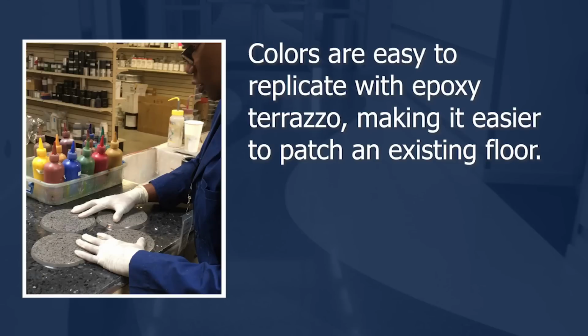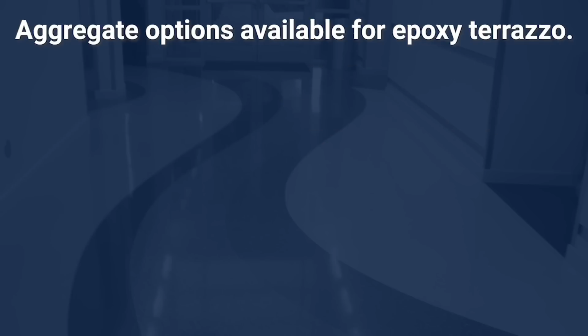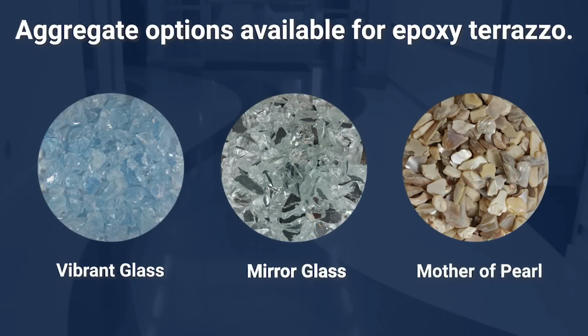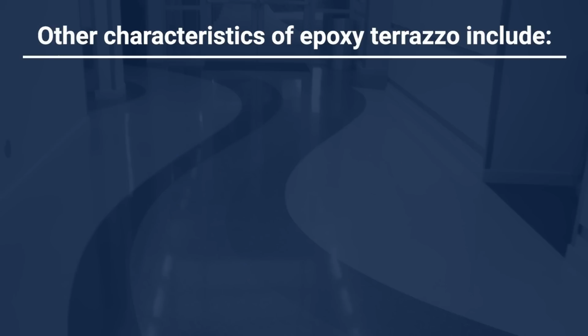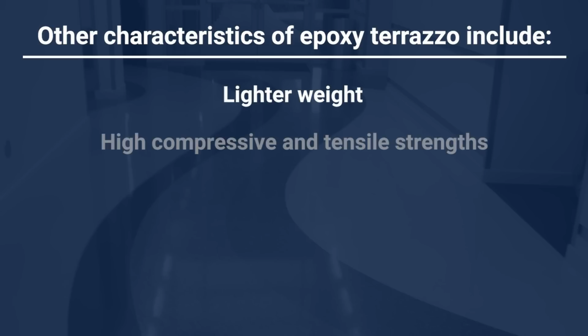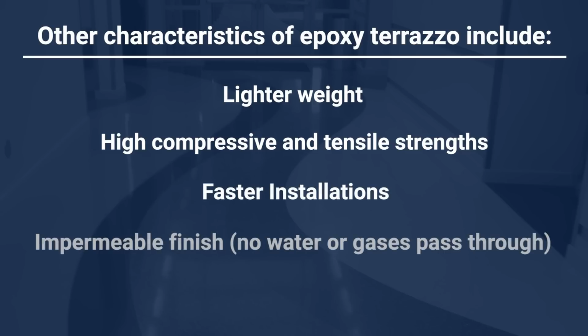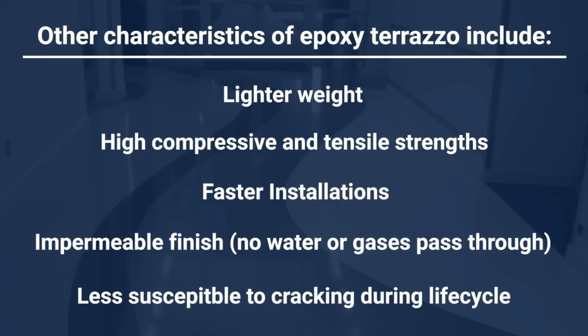It is also easier to patch an epoxy terrazzo floor as colors can be easily matched. Unlike a cement system, epoxy terrazzo can include exotic aggregates such as mother of pearl, mirror glass, and plastics. Other differences that give epoxy terrazzo an advantage are its lighter weight, high strengths with PSI rates of 10,000 or more, faster installations, impermeable finish, and crack resistance.